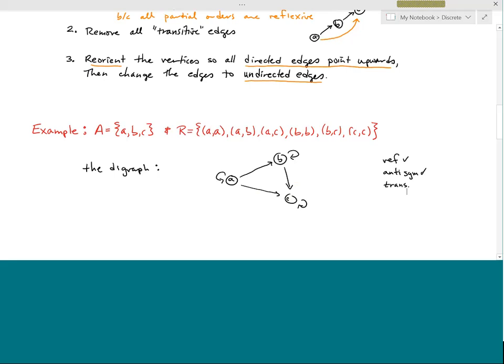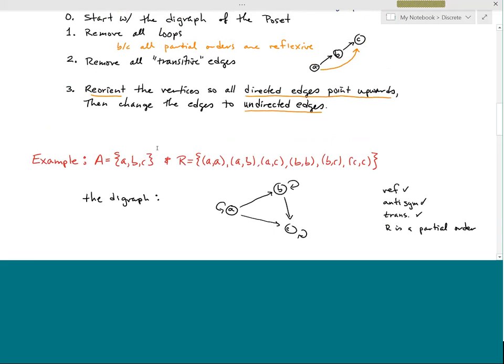Here, the only length 2 path we have that doesn't include loops is A, B to C. It does have a shortcut from A to C, and if you are including 1 or more loops in that length 2 path to check for transitivity, it's automatically going to work out, which is why I only checked the length 2 paths that did not include the loops. Okay. So this guy is a partial order. So R is a partial order. Once you've established that R is a partial order, if you're not told that explicitly in your problem, then you're ready to go ahead and go through this 3-step process to convert our digraph into a Hasse diagram.